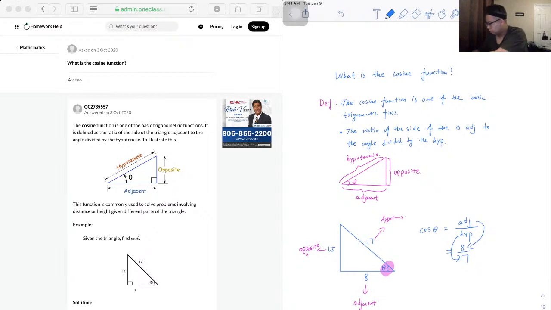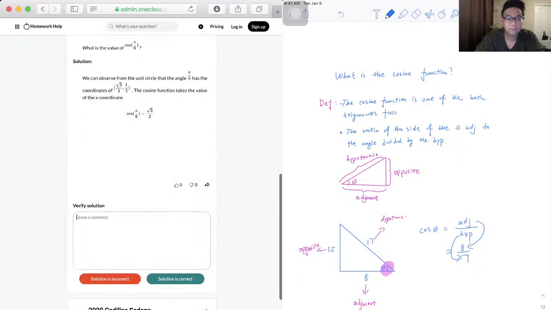Oops. I just need to charge my computer. Okay, so let's leave a comment there. Good job.